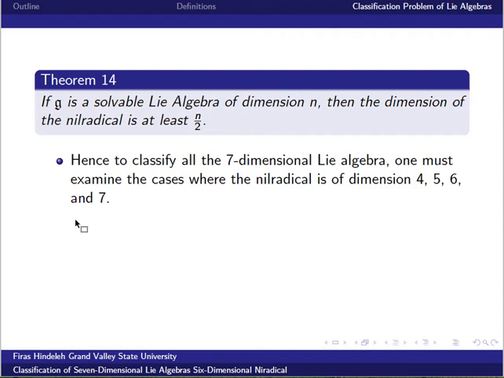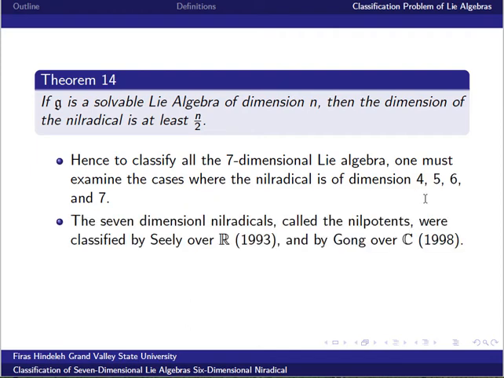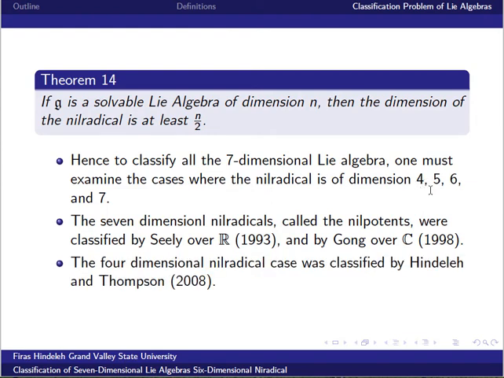Well, let's take a look at some good news here. The 7-dimensional nilpotent case, we call them the nilpotent algebras. Those were classified by Seeley in 1993 over R, and by Gong in 1998 over C. So this case here is done. The case where the nilpotent ideal is of dimension 4, we've done that, me and my collaborator Gerard Thompson from the University of Toledo in 2008. So cases 4 and 7 are done completely.